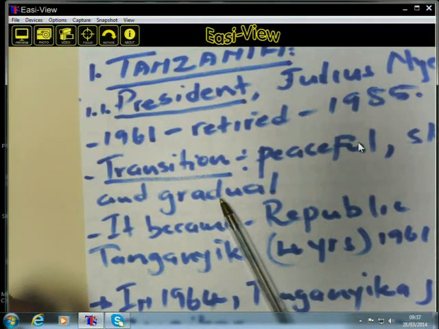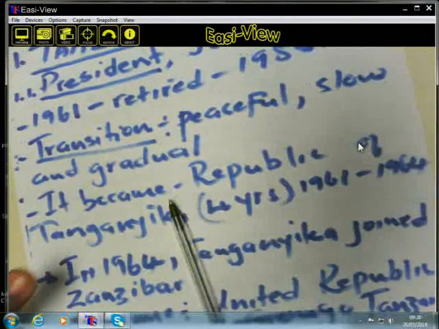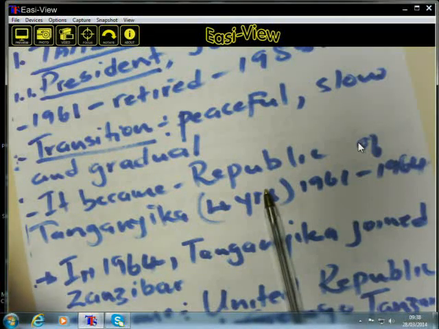We talked of how they got independence in Congo, where we were saying there were a lot of troubles among the Congolese themselves. But in Tanzania, the transition was very much peaceful, slow as well as gradual. The Congolese, remember we said they were ruled by the Belgians, while Tanzania was a British colony. It got its independence from Britain. It obtained its independence from Britain.